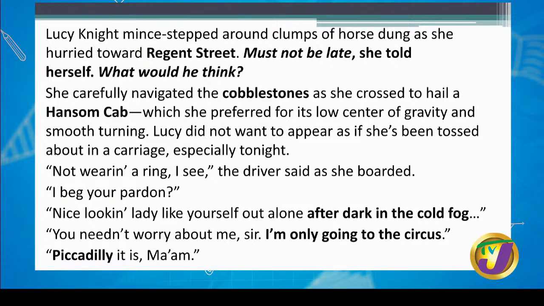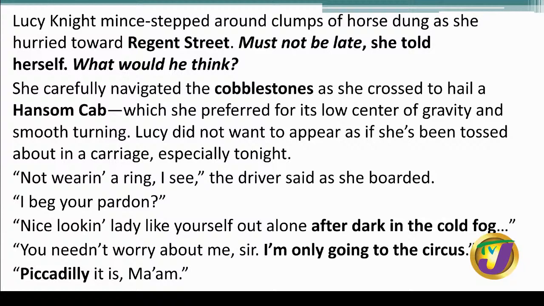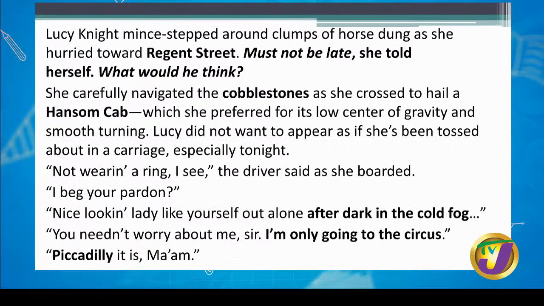Now look again. What are the elements? Now notice, we know it's on Regent Street. We know that she has these thoughts that she doesn't want to be late and she's concerned about what somebody will think. We know that she was walking on cobblestones. And again, you would need to know and understand what cobblestones are in order to know if it applies to this particular setting. Then there's mention of a hansom cab. What on earth is that? So that is something that also gives us a clue as to the time period. Between the cobblestones and the hansom cab, it is pointing us to a particular era.